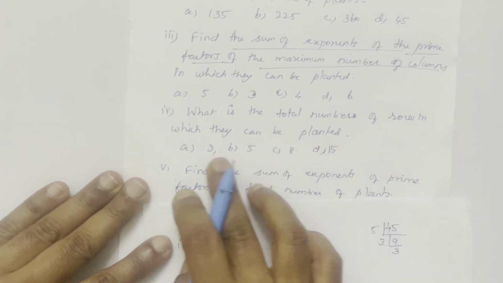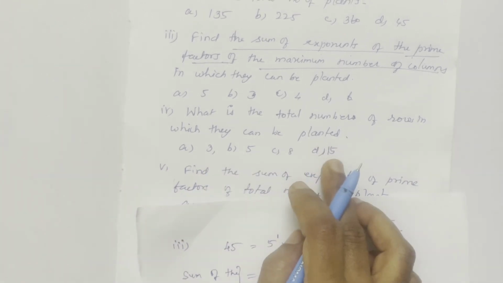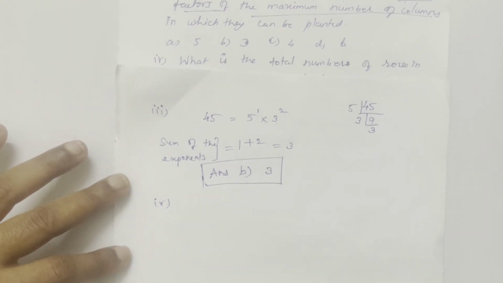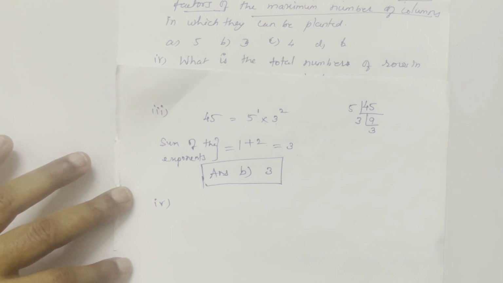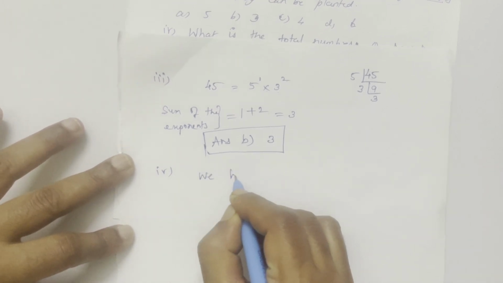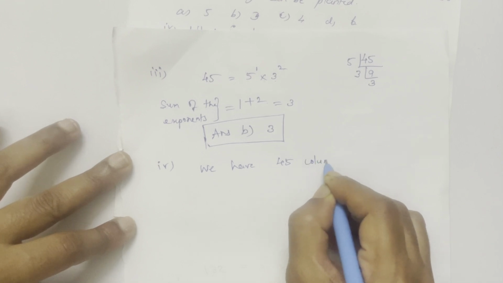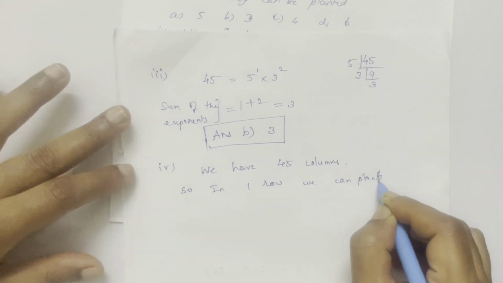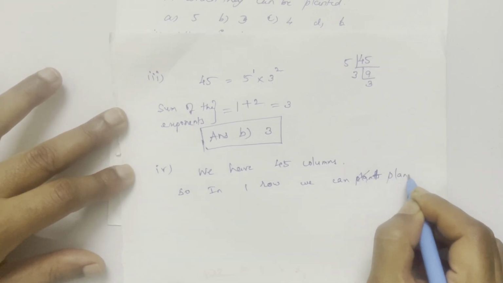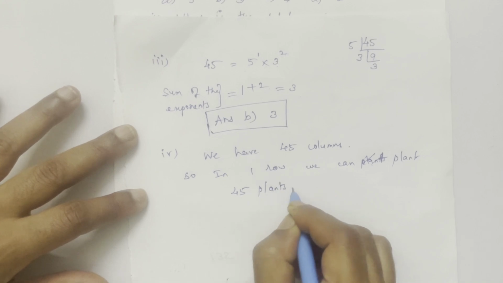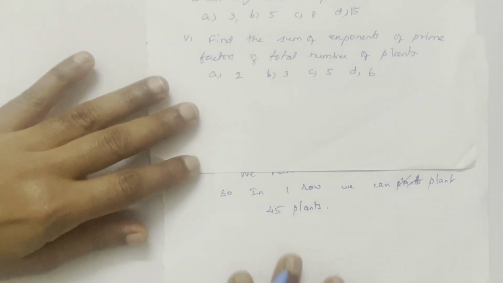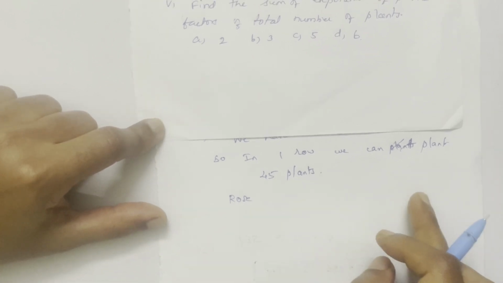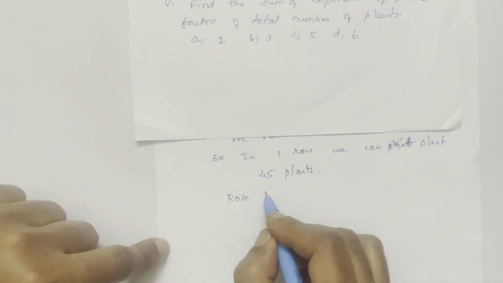What is the total number of rows in which they can be planted? We have 45 columns. In one row 45 columns are there. So 45 plants can be planted in one row. We have to find the total number of rows. So for rose plants, how many rows we need? For marigold, how many rows we need? We have to see.